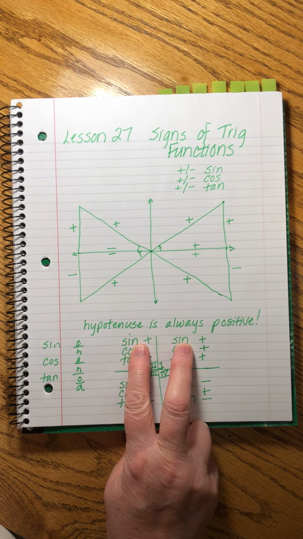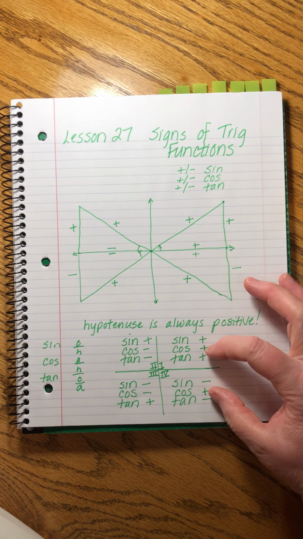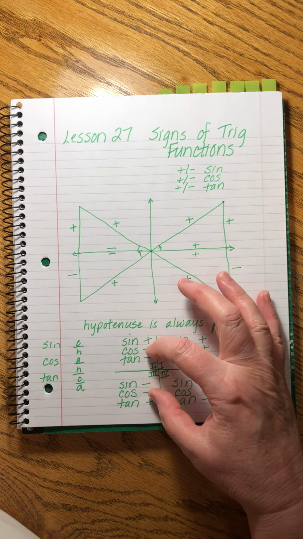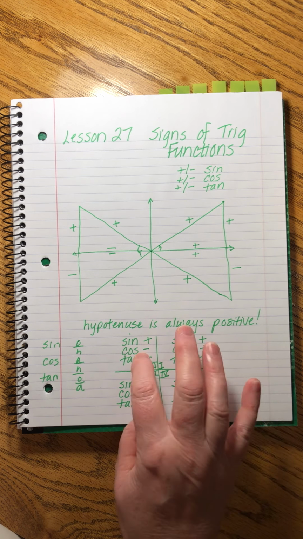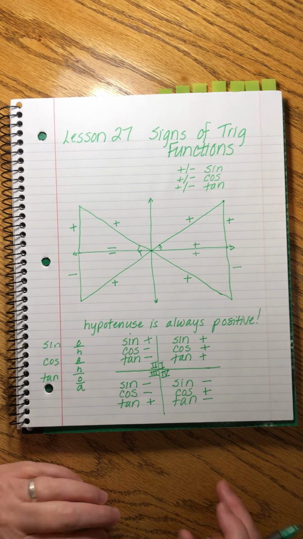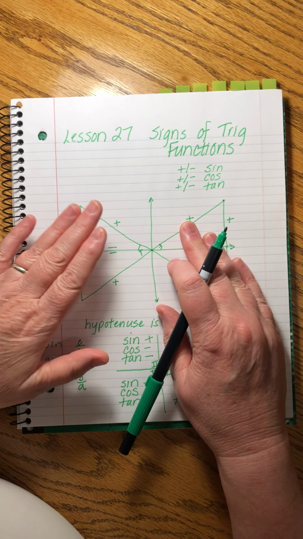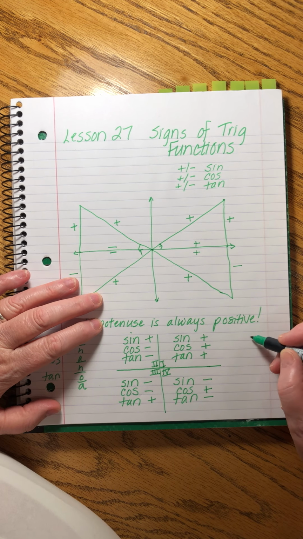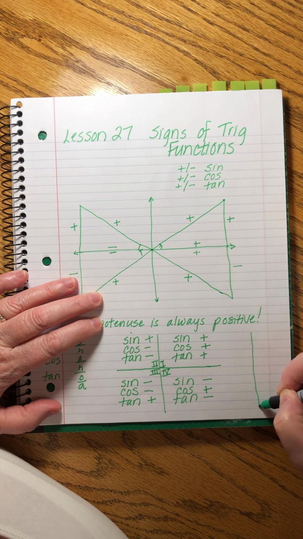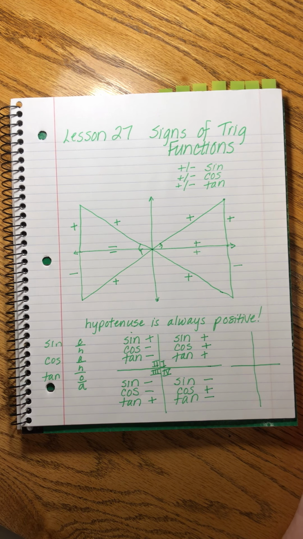Sine is positive here and negative here. Cosine is positive here and negative here. And tangent goes kitty corner. Huh, interesting pattern, right? Now, you could memorize this and work them out every time, but that's a lot of extra writing. What I do is I net this down to a simple list.